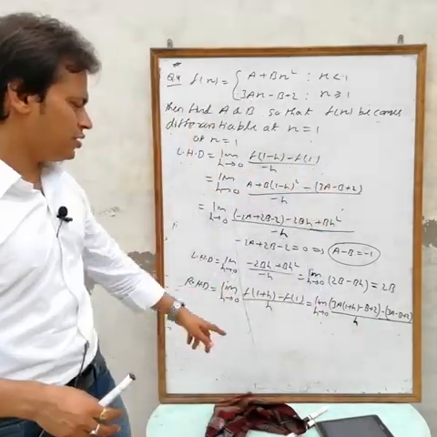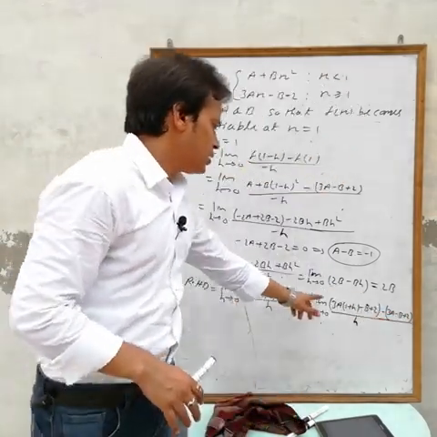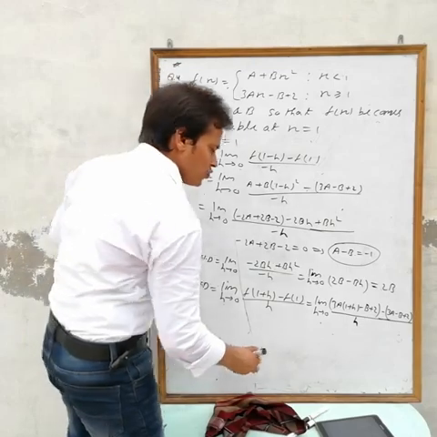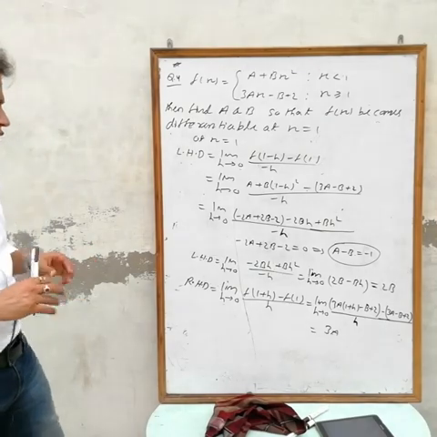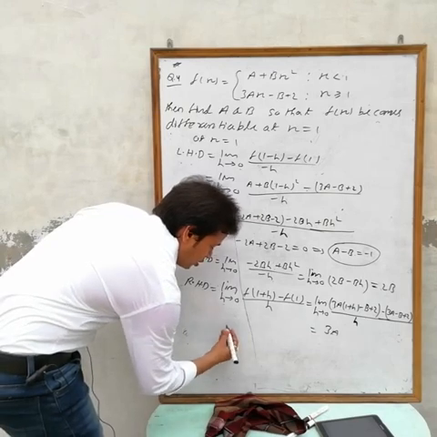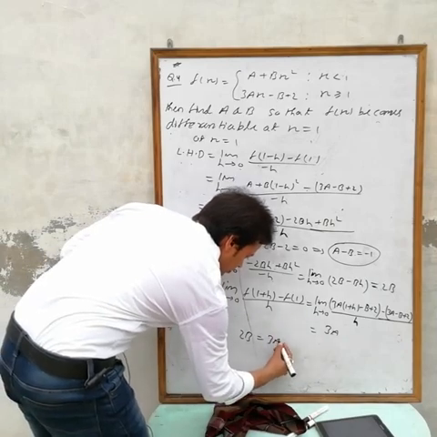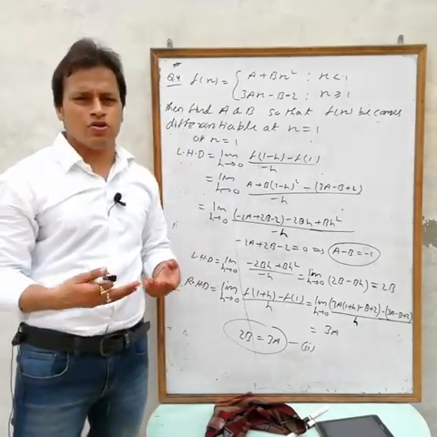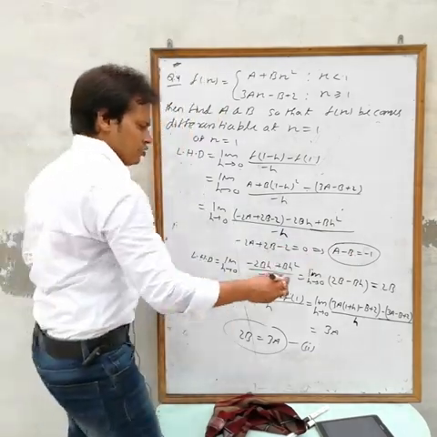Now solve this one. Minus b cancels out. Now minus becomes plus, plus 2 minus 2 cancel out, 3a cancels out, leaving 3ah by h. What you will get at the end after simplification is 3a. Now LHD must be equal to RHD. So this LHD is 2b and RHD is 3a. This must be the same, because LHD must be equal to RHD to be differentiable. Now compare first and second. Solve first and second. This is the first equation.